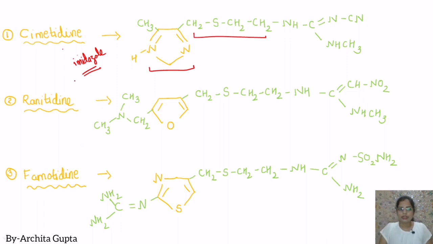Firstly, we'll be seeing the heterocyclic group. ठीक है, तो सिमेटिडीन के केस में हेट्रोसाइक्लिक ग्रुप क्या है, इमिडाजोल है. रेनिटिडीन के केस में क्या है, फ्यूरॉन है. एंड फेमोटिडीन के केस में क्या है, थायाजोल है. सो यू हैव टू रिमेंबर द बेसिक मॉइटी डियर स्टूडेंट्स. द सिमेटिडीन के केस में हेट्रोसाइक्लिक ग्रुप इमिडाजोल है.